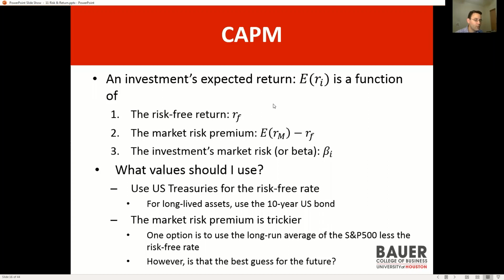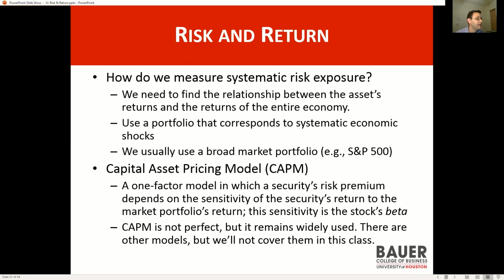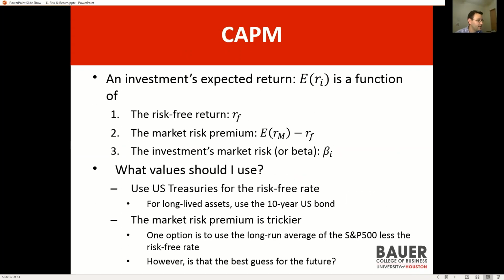The CAPM has three basic ingredients. We have the risk-free return. That's how much you can earn by not taking any risk at all. So think of the US Treasuries. Right? The US Treasuries are very safe, so you can earn a return just by buying government debt. That return has no risk, so that's going to be one ingredient. The second ingredient is called the market risk premium.